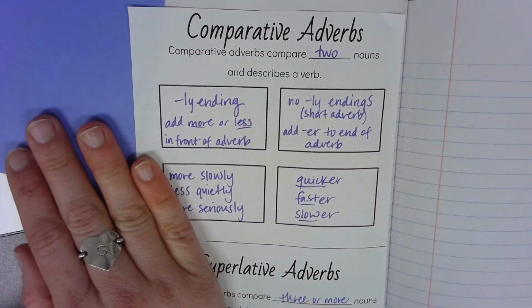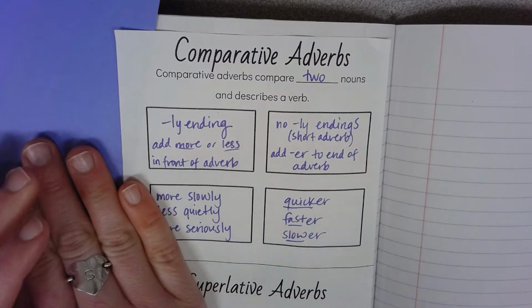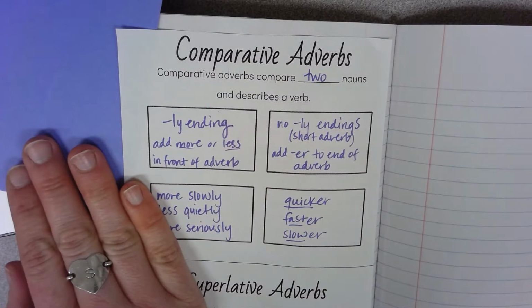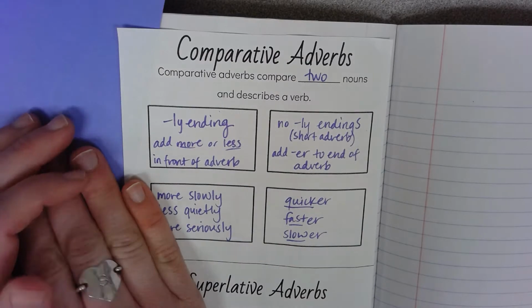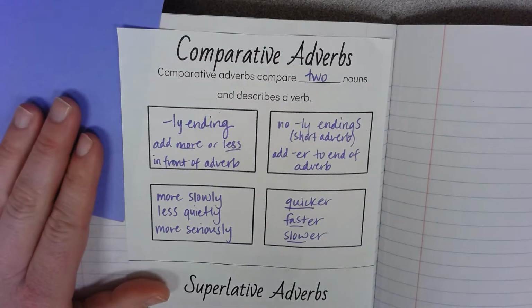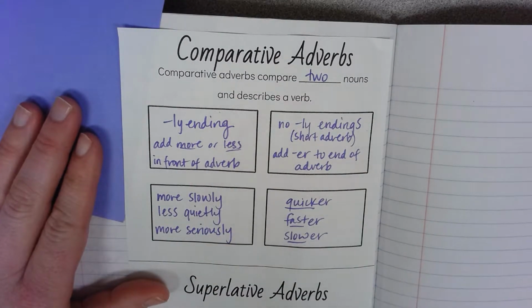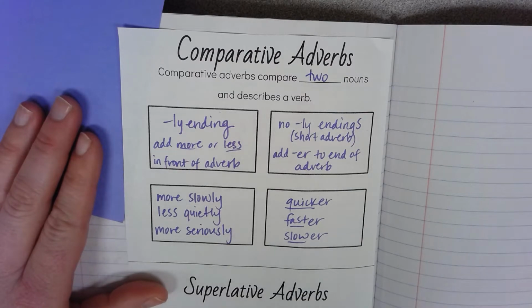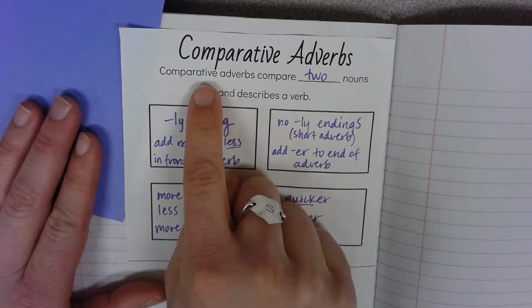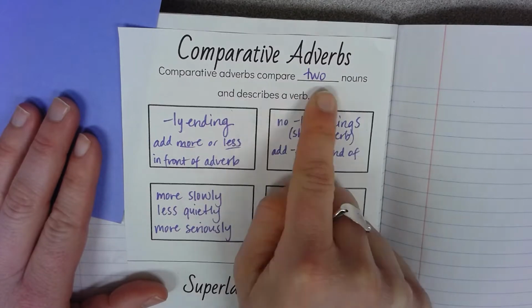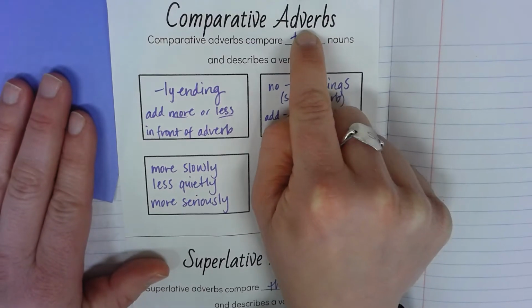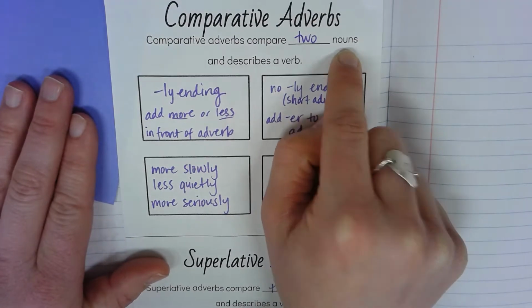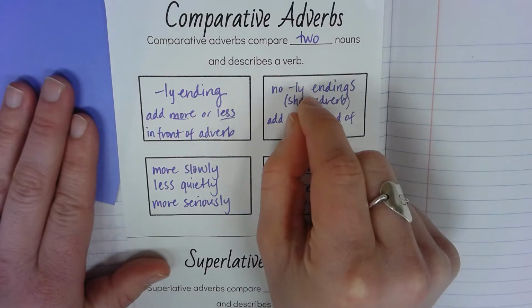I recorded this earlier and my video decided to delete on me, so that's why I have it all filled out already, but I'm just going to walk you through again what they are. Luckily, we know a lot about comparative and superlative adjectives, and they're very similar. So comparative adverbs compare nouns, and you're probably going, what? Adverbs describe verbs. But you're comparing two nouns with that verb that are acting together.